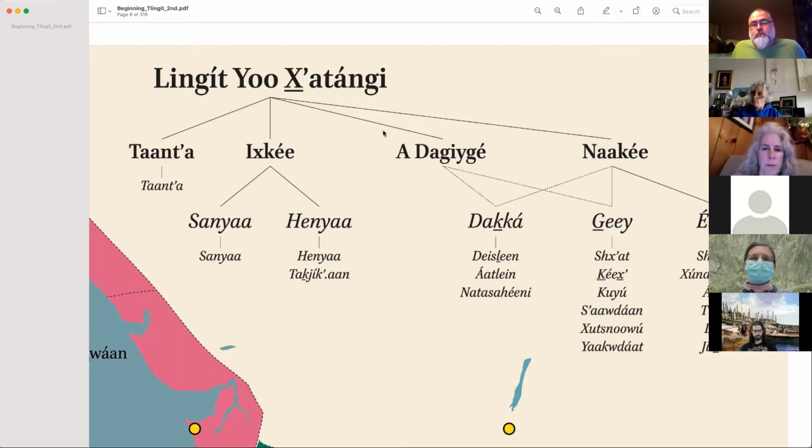Most of the speakers are in these two dialects right here. Now, the big thing with Tanta is it didn't have tone. Like we have high tone, low tone, they didn't have tone. They just had a different set of vowels. But there are some things that we do in Tlingit today that make sense if you look at how Tanta Tlingit works.